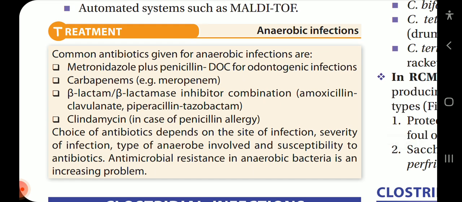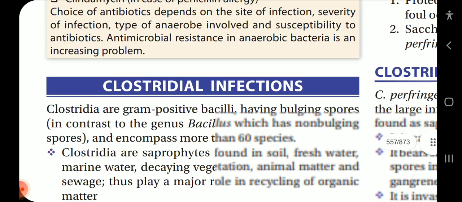Treatment of anaerobic infections. Common antibiotics given for anaerobic infections are metronidazole, plus penicillin, drug of choice for odontogenic infections. Carbapenems, example meropenem. Beta-lactam or beta-lactamase inhibitor combinations: amoxicillin-clavulanate, piperacillin and tazobactam. Clindamycin in case of penicillin allergy. Choice of antibiotics depends on the site of infection, severity of infection, type of anaerobe involved and the susceptibility to antibiotics. Antimicrobial resistance in anaerobic bacteria is an increasing problem.